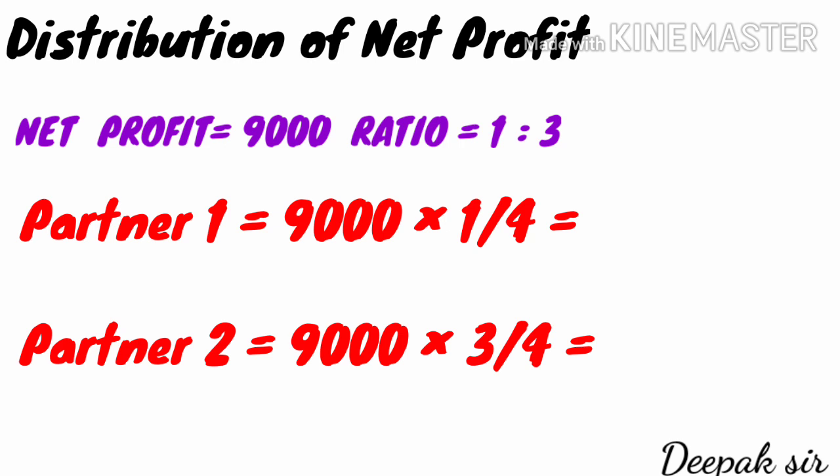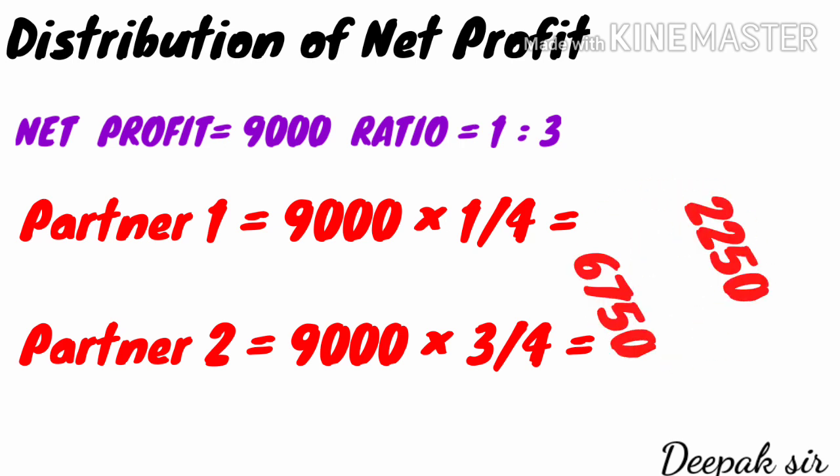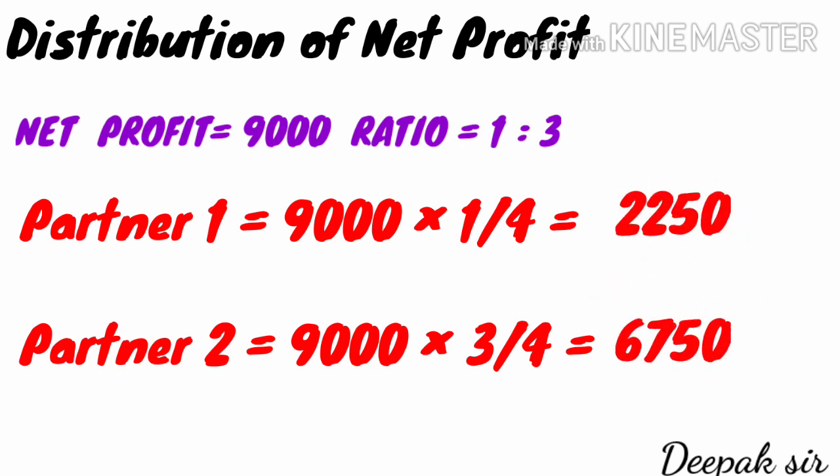So if we divide this 9,000 in 1:3, for the first partner the profit will come 2,250, and for the second partner the profit amount will come to 6,750. In this example also the ratio was 1:3. So for the first partner he will get less profit and the second partner share is 3, so he will get more profit.